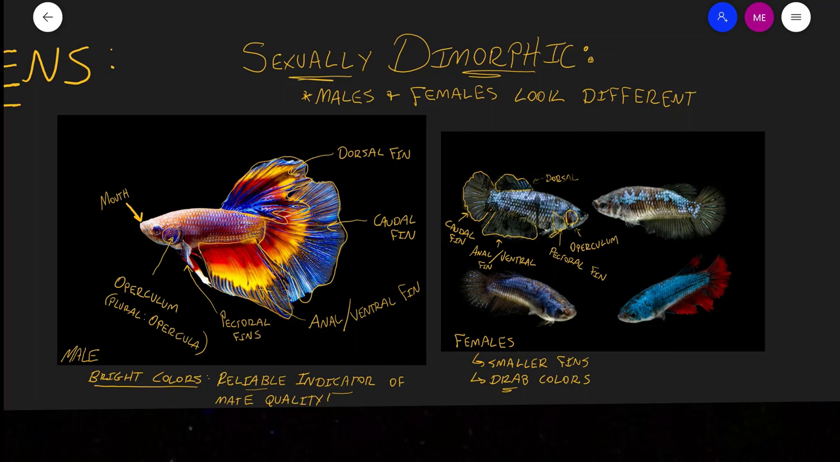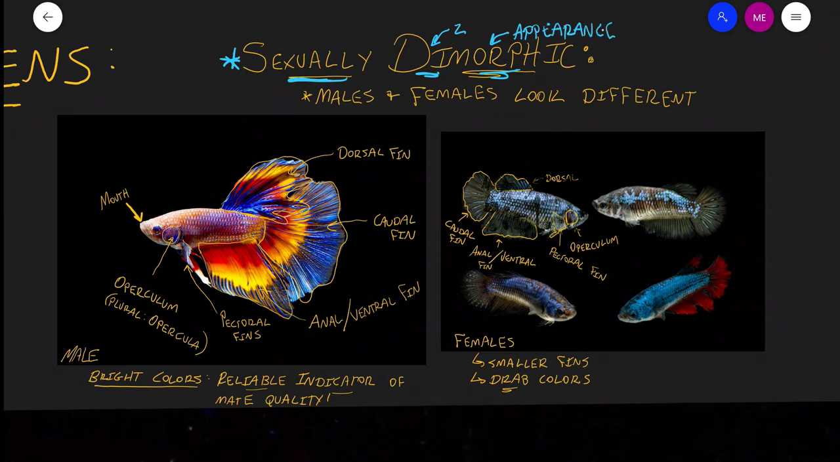Now, this is a sexually dimorphic species, which is very, very important. Sexually dimorphic. Di means two, okay? And morphic means appearance or how you look. Sexually dimorphic species have two different physical appearances for each sex. It just means the males look different than the females do.